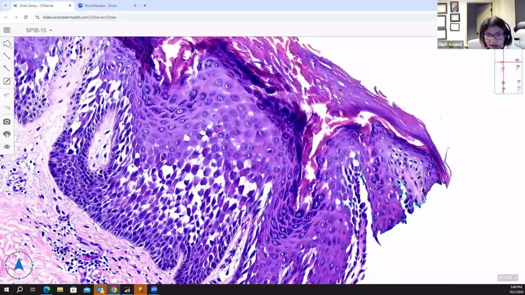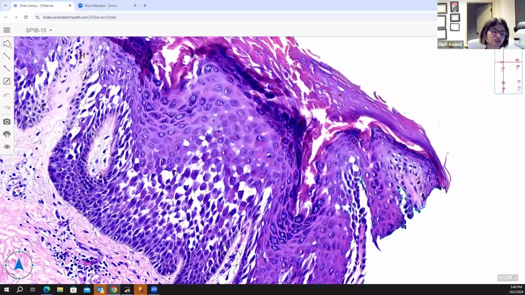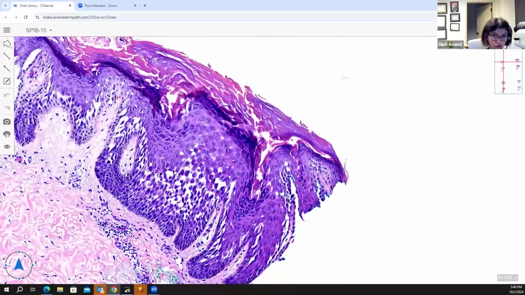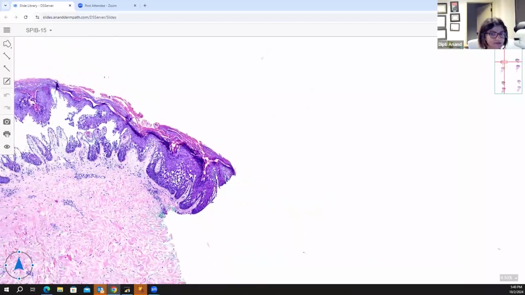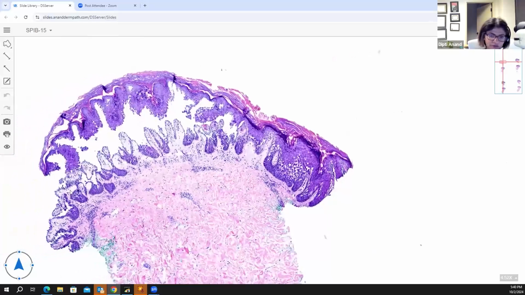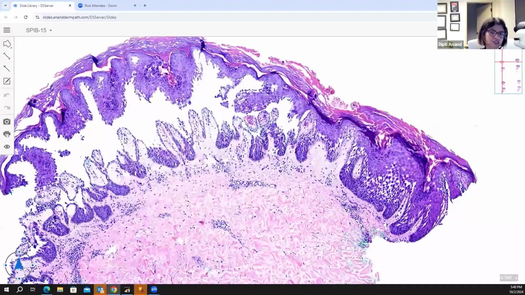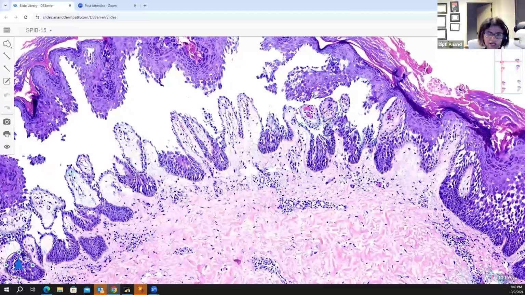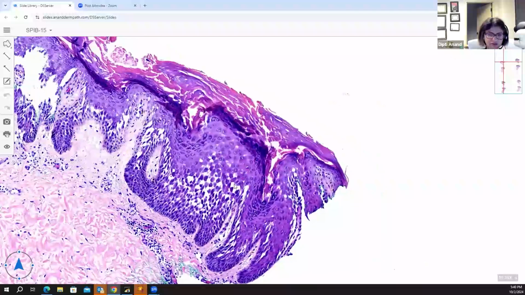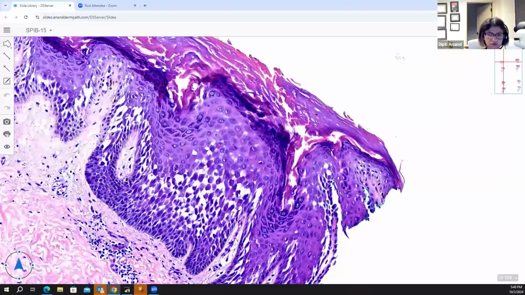If this is the only part of the slide I had, yes, it would be challenging to distinguish from EHK. But fortunately, that's never the predominant finding in Hailey-Hailey. The predominant finding is the blister, which looks like pemphigus vulgaris. And you have to go and find this.